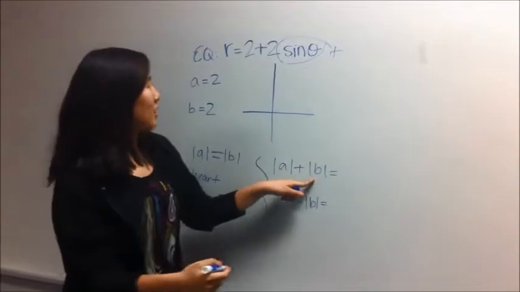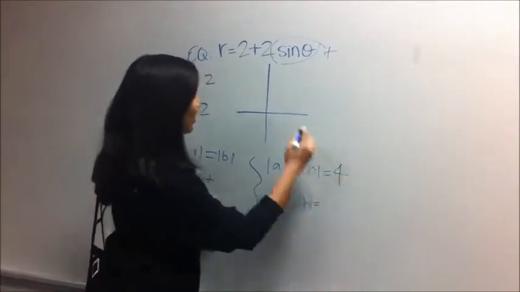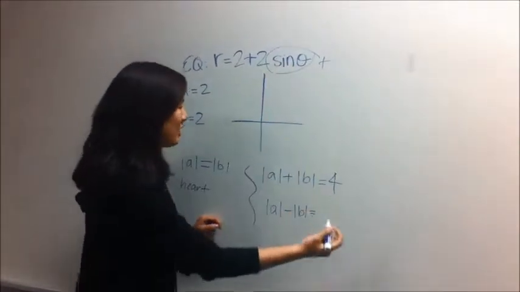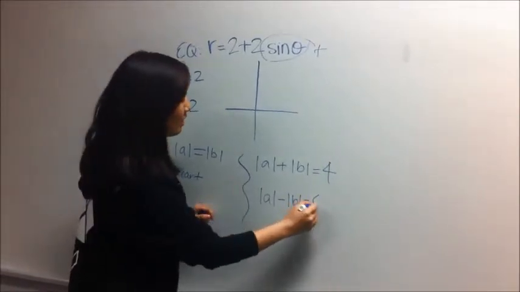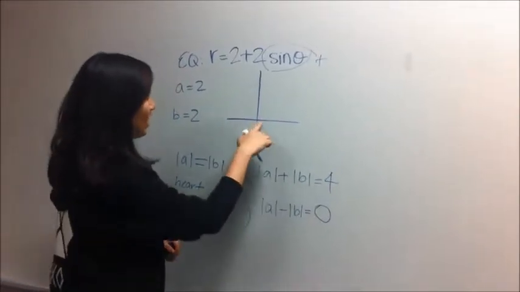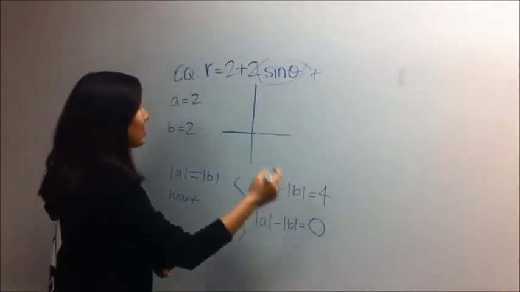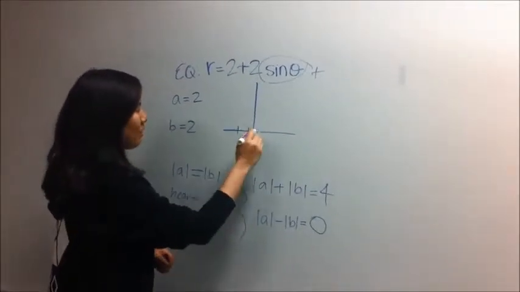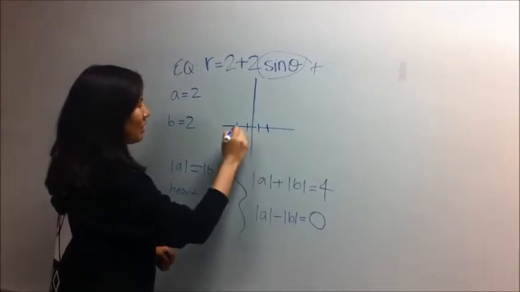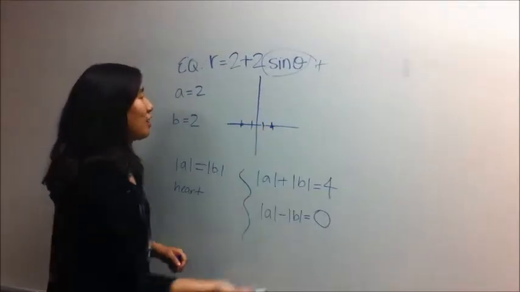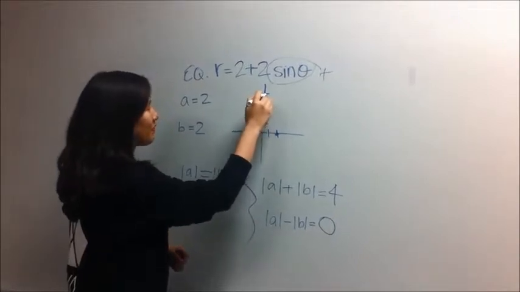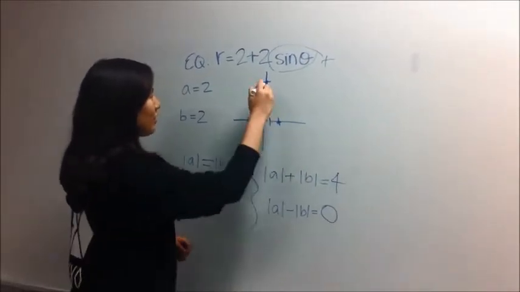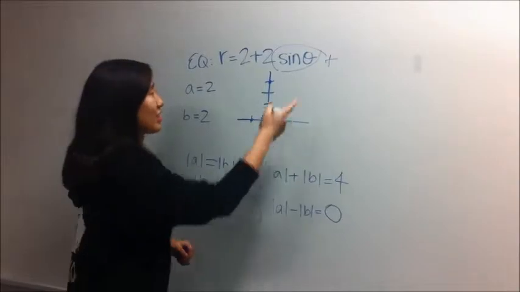And a plus b is 4, which gives you the length of the longer side on the y-axis, and the absolute value of a minus the absolute value of b is 0, which means there's none on this side. And since a is 2, then on the opposite axis you have 2 on each side, so there's a point there and a point there. Then for 4, you go up 1, 2, 3, 4, and then you just draw it, and it has to touch the origin since it's a heart.